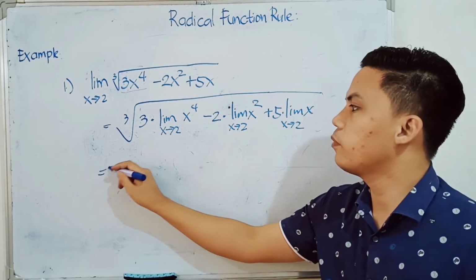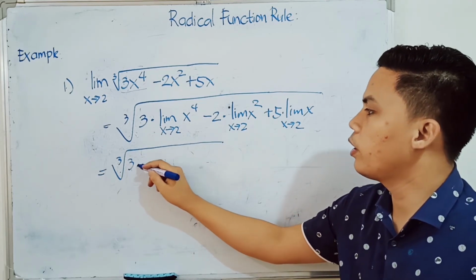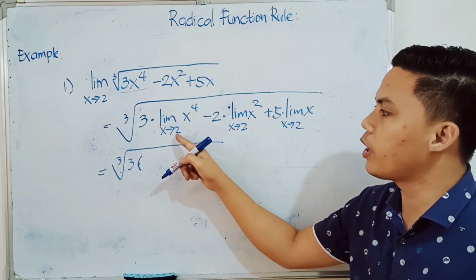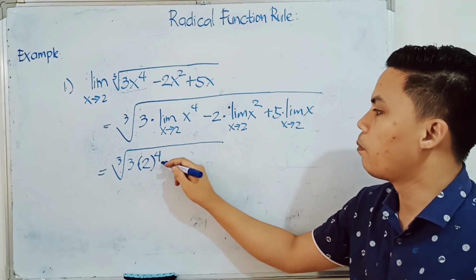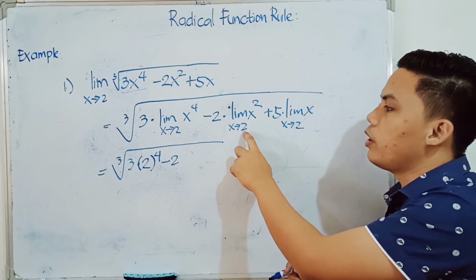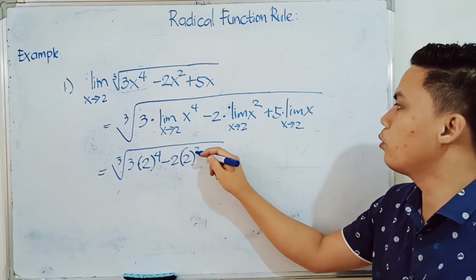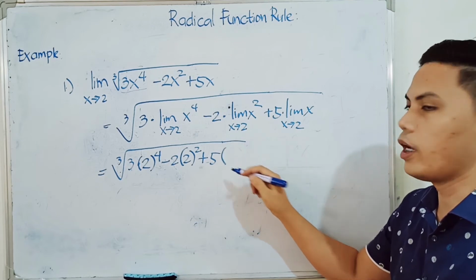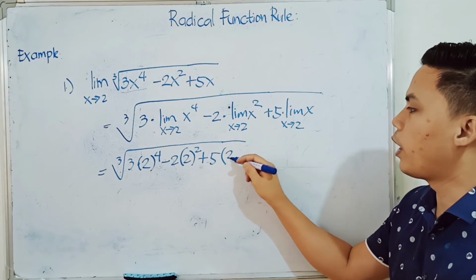Simplify natin. So we have here the cube root of 3 times, pwede natin gamitin yung power rule. Isa-substitute lang natin si 2 dito sa value ng x. So it will become 2 raised to 4 minus 2. Same din yung gagamitin natin dito. Isa-substitute natin si 2 sa value ng x. So we will have 2 raised to 2. Then plus 5 times, ang x naman natin dito will become 2. So we will have 5 times 2.